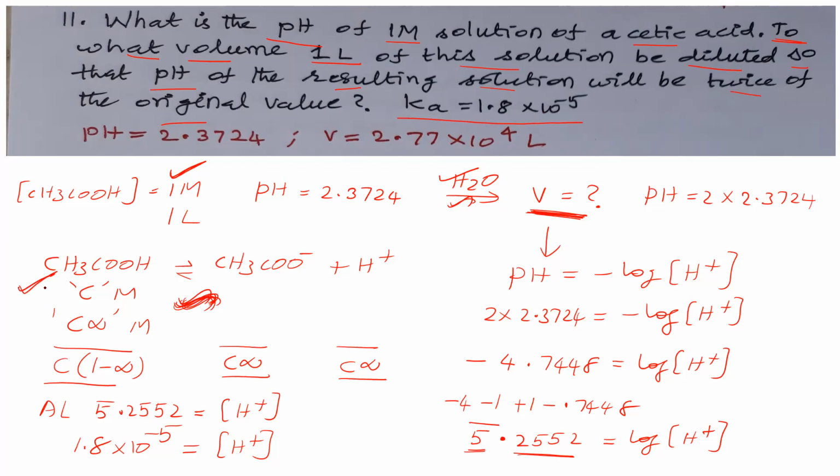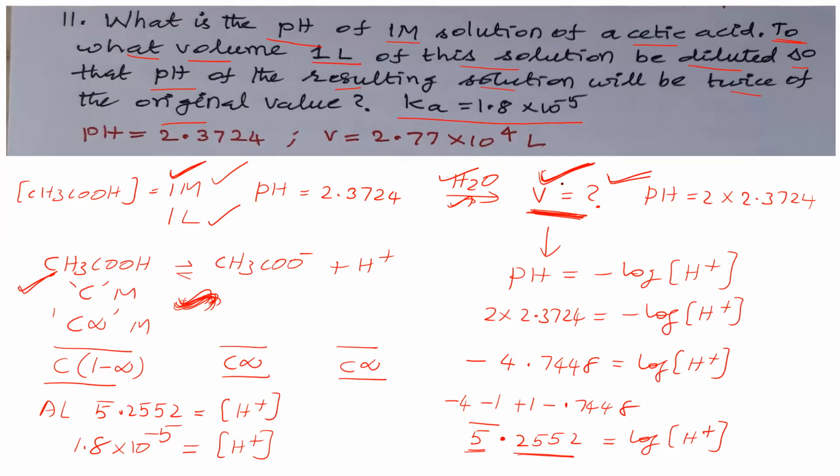Why do we want the C value? If we know this C value, then we can go for the volume. We can find this volume by the dilution law. Dilution law is V1 M1 equal to V2 M2. If we know the solution concentration, then we can find the volume, because we know the initial volume and the molarity.